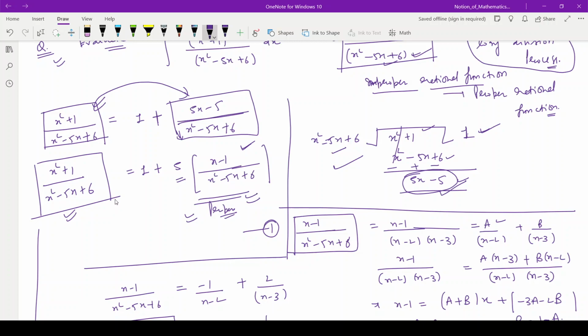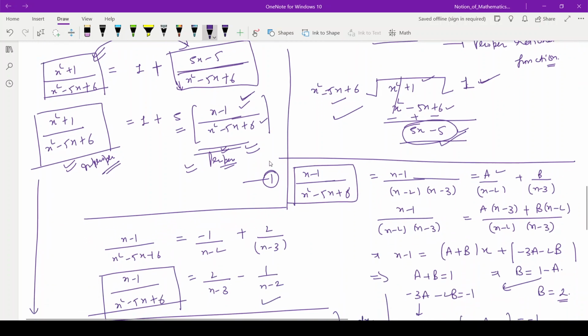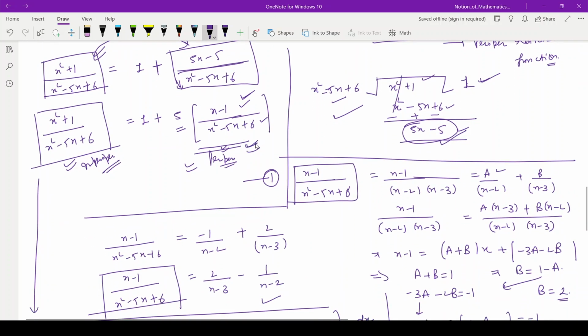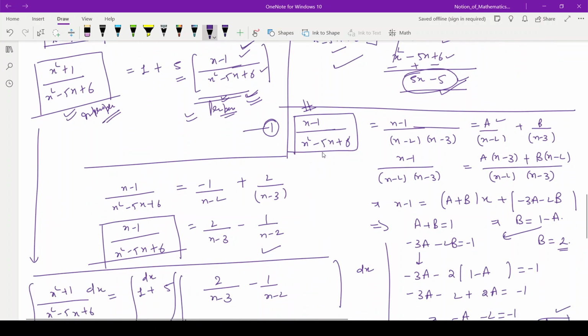And you can observe here, this was an improper rational function, but here it is a proper rational function, because here the degree of numerator is less than the degree of denominator. Now since students, it is a proper rational function, we can deal with it separately with the help of partial fractions. So this x minus 1 upon x square minus 5x plus 6 can be written like x minus 1 upon x minus 2 x minus 3, and then it can be written like a upon x minus 2 plus b upon x minus 3.